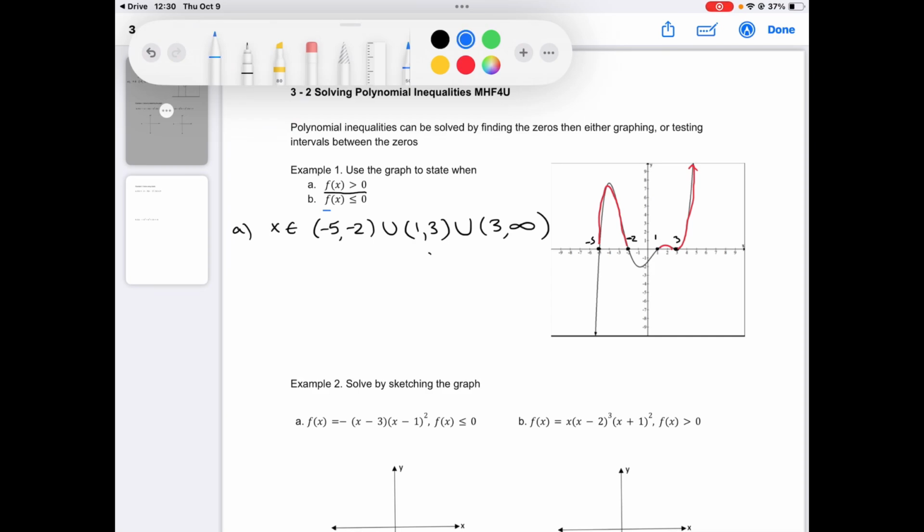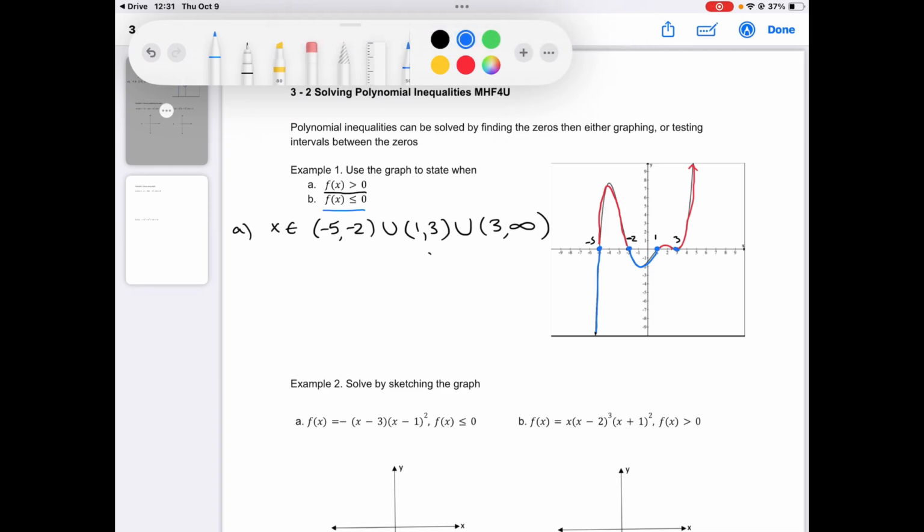The second one down here, we're going to take a look at when it's less than or equal to. So that means I'm going to highlight the sections that are less than. So that's these two that are in blue. And I'm also going to highlight the zeros because my inequality says that it's less than or equal to 0.